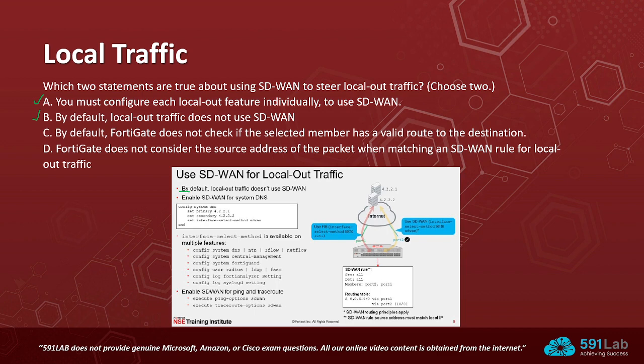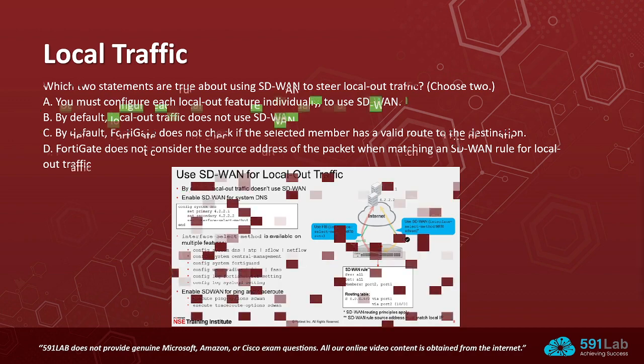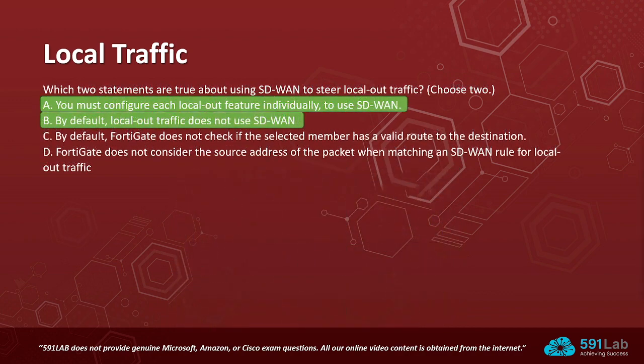By default, the FortiGate does not check if the selected member has a valid route to the destination. That is wrong. The FortiGate checks it. And the next one, the FortiGate does not consider the source IP address of the packet when matching an SD-WAN rule for local out traffic. No. This one is not correct. The FortiGate doesn't make that check about the packet. So our answers are letter A and letter B. So if we take a look, yes, we were correct.